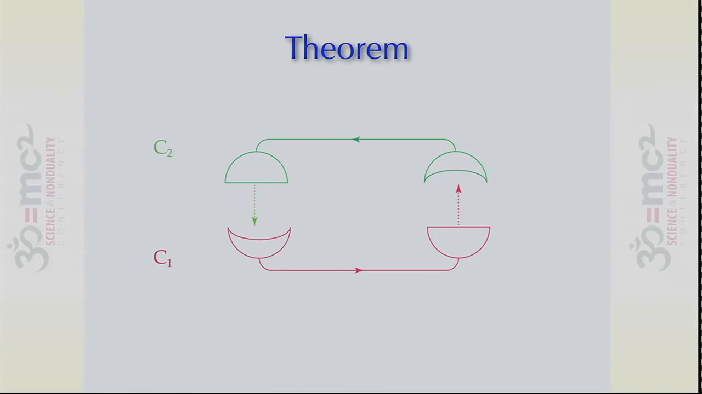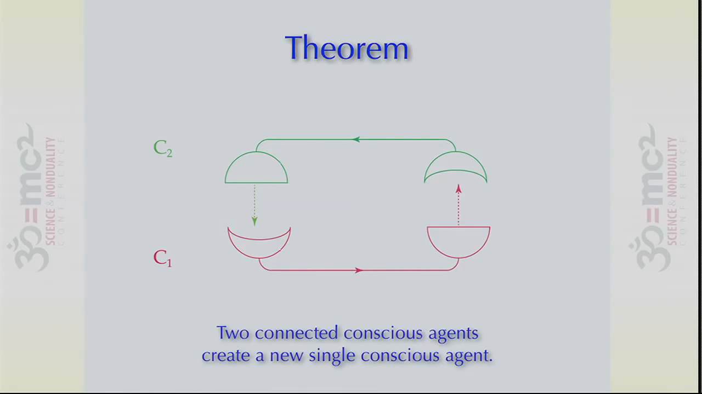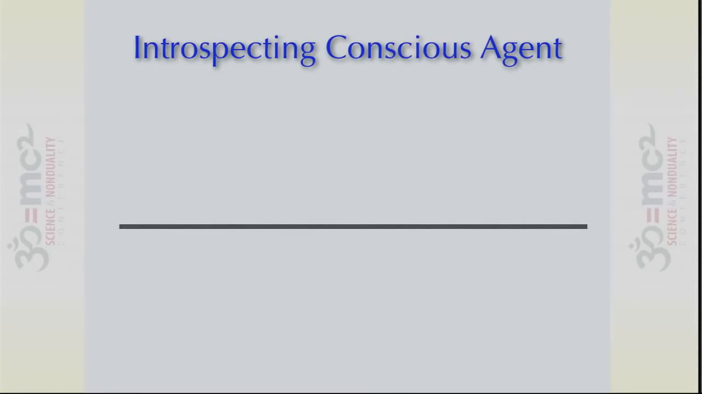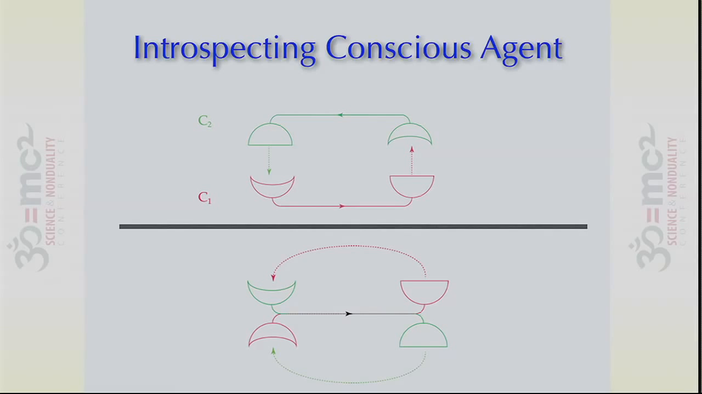Now the mathematics says, there's a theorem, that whenever two conscious agents are connected, a new conscious agent is thereby instantiated. A new single conscious agent emerges. And it's what I call the introspecting conscious agent. So you have the two agents that are interacting with each other, and the new single agent can be described this way. Here's its receiver, the experiences that it's getting. This is its free will decision, that's the sender.